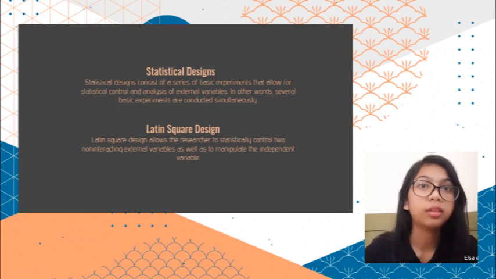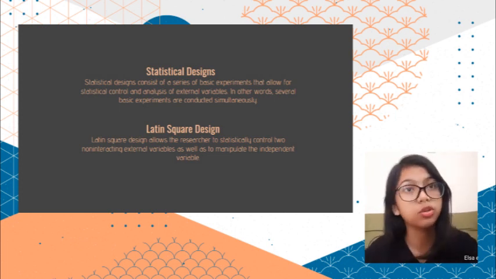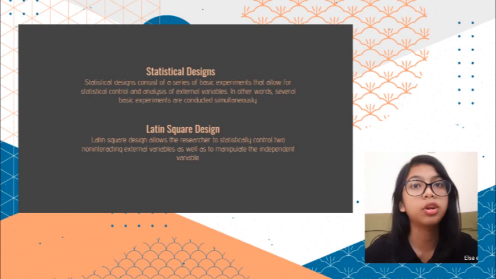Latin square design. Latin square designs allow the researchers to statistically control two non-interacting external variables as well as to manipulate the independent variable.